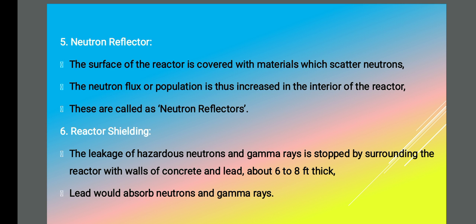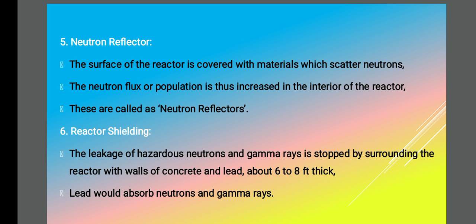And this is of about 6 to 8 feet thickness, and this lead would absorb neutrons as well as gamma rays, and this we call reactor shielding. So the purpose of the shielding is to prevent the leakage of neutrons as well as gamma rays into the surroundings, because the environment and the people in it will be affected by these radioactive rays.